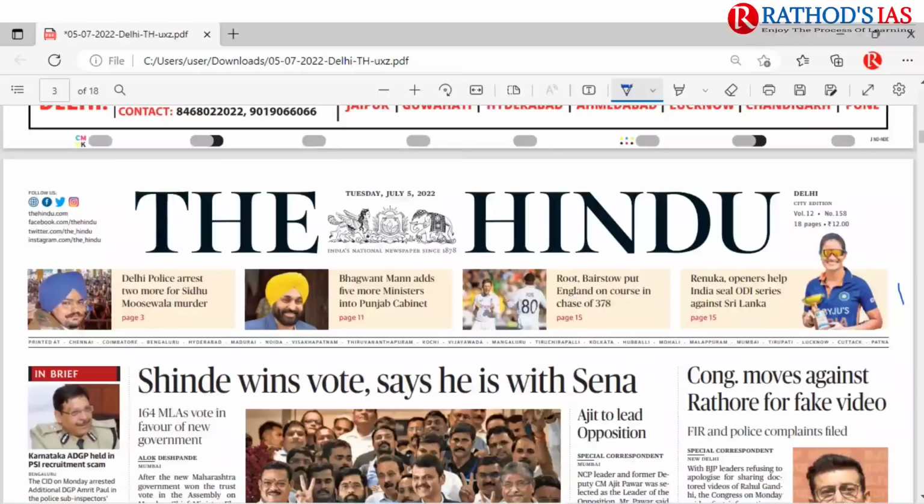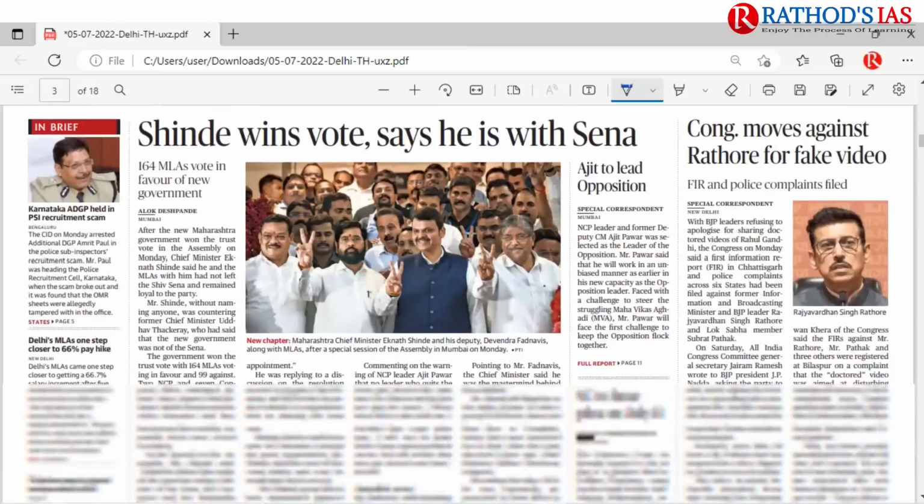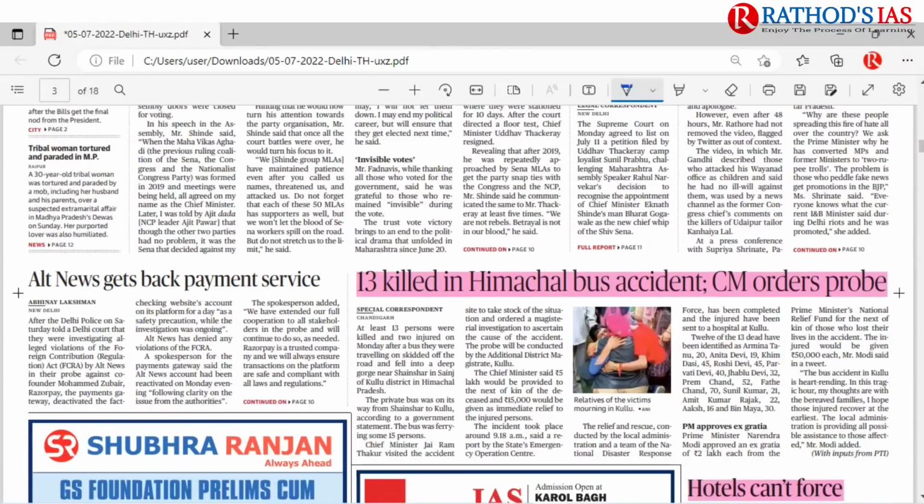Here most of the articles are political articles, and there is no need of reading these political articles. So the first topic is regarding 13 killed in Himachal bus accidents. Here you need to know about bus accidents, and especially tourist buses which are moving for long distances will be having this type of accidents. And you have to know what steps will be taken during the disaster and after the disaster, so how the government is going for rehabilitation and compensation. That point you have to know.